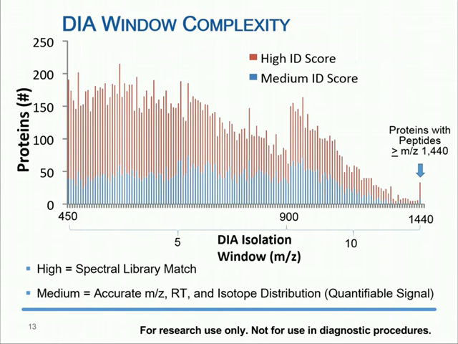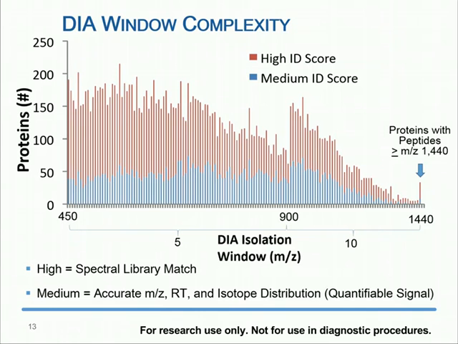So from 450 to 900, again, on the x-axis here, we have a 5-unit isolation window. From 900 to 1440, we have a 10-unit isolation window. And so that's why there's an artifactual break in the number of proteins around 900. The window extends farther for each acquired tandem mass spectrum at that point.